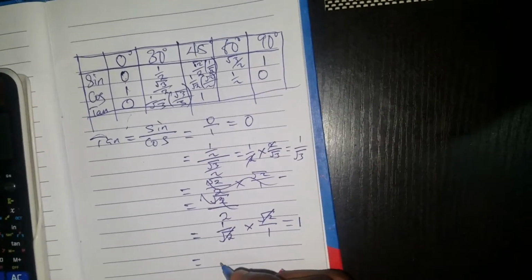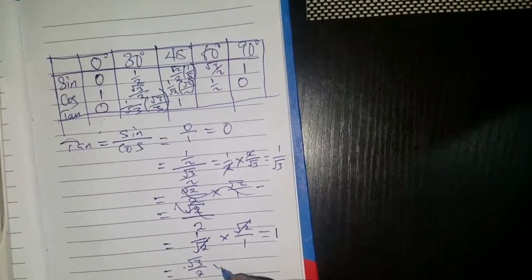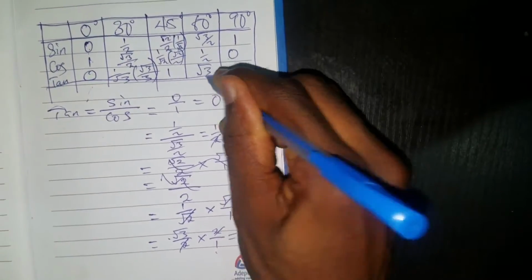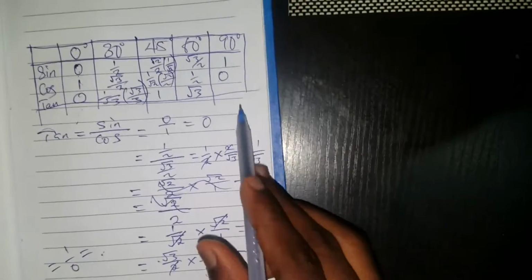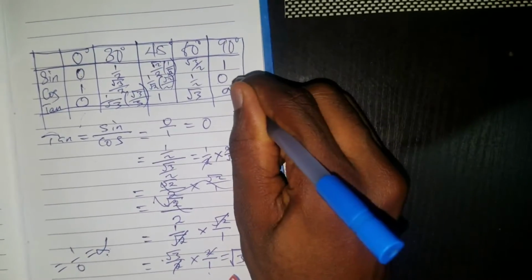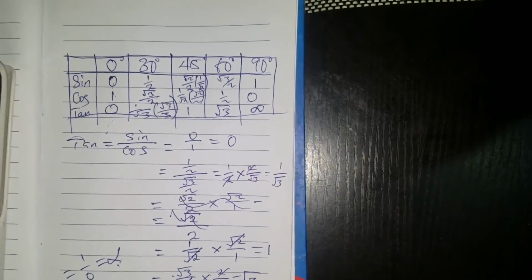So as for tan 60, root 3 over 2 times 2 all over 1, 2 cancels 2, leaving us with root 3 over 1, and root 3 over 1 is root 3. We have this as root 3. And as for this, we know that 1 all over 0 is undefined. So we're going to leave this as infinity. So this is an easy way to remember all your special angles. It can be very useful sometimes.